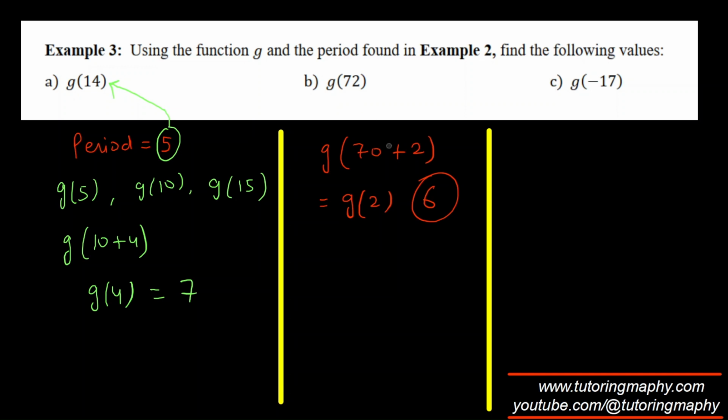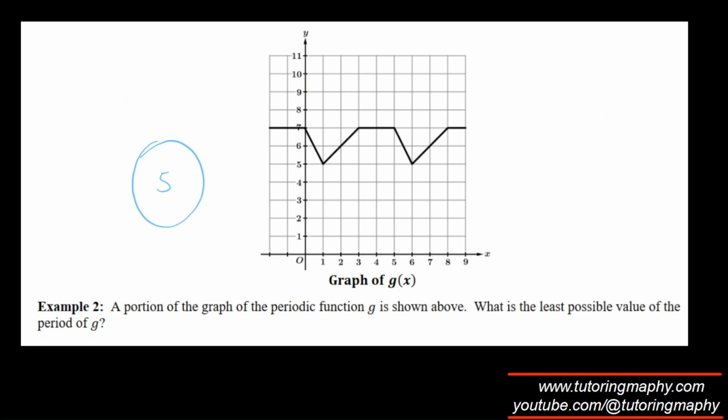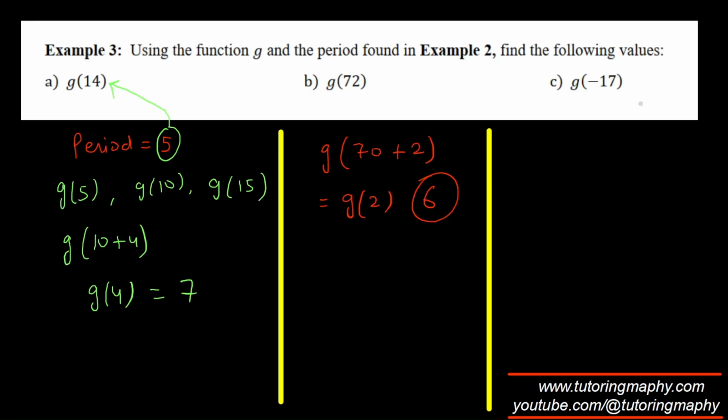Right, and for the last part C, I think that's a negative 17, and if we see our graph, honestly, there are no negative values. Probably I can see negative 2, but not anything other than that. So let's make it positive. What multiple do I want to add to make the least positive number? I think I want to add 20 to it, because 20 definitely comes in the table of 5, and fortunately negative 17 plus 20 is 3.